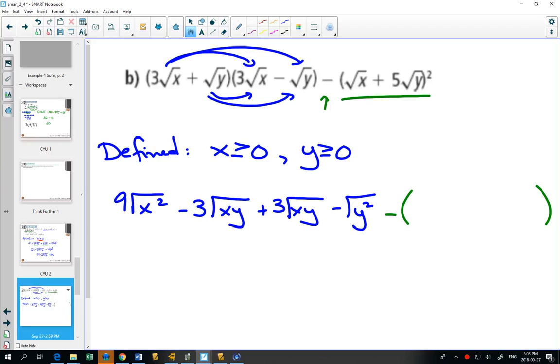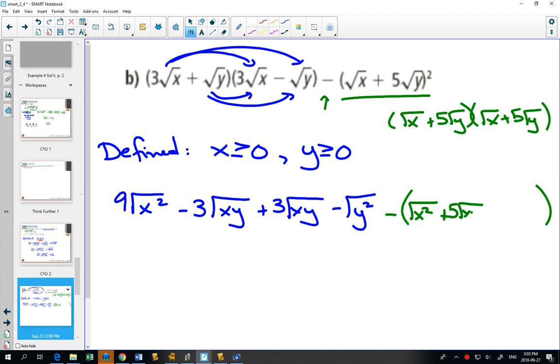So since we're subtracting all of this, when I multiply this out or square it, and sometimes it's helpful to rewrite it out twice so that you know that you have to FOIL it. When I multiply that out, root x times root x will give me root x squared, plus 5 root xy, plus 5 root xy, plus 5 times 5, 25 root y squared. It is so long. Now let's combine some like terms.